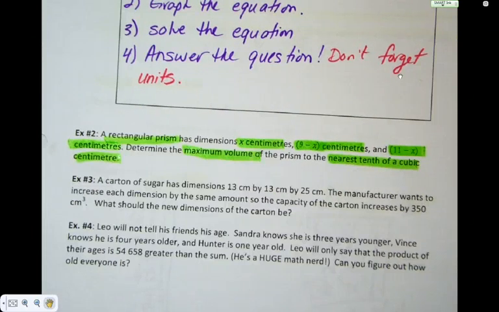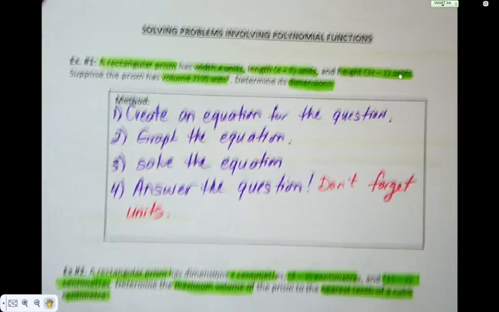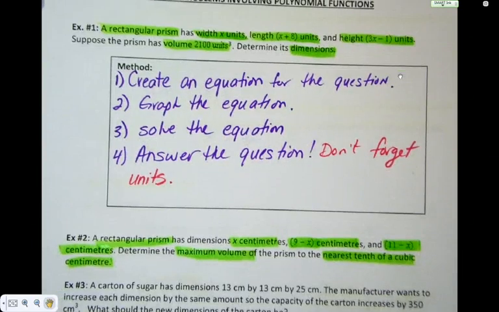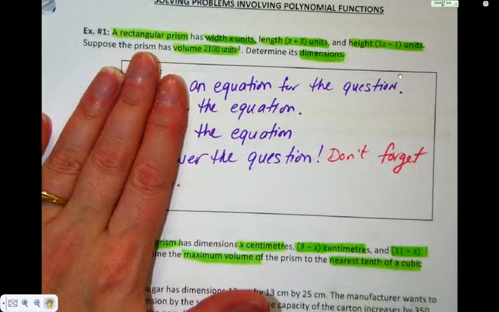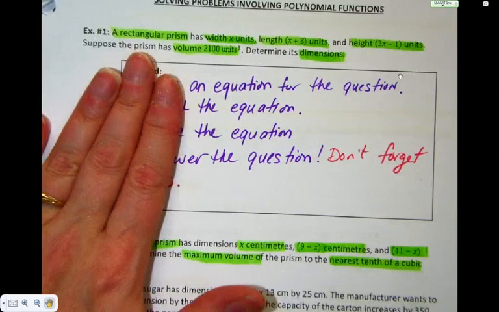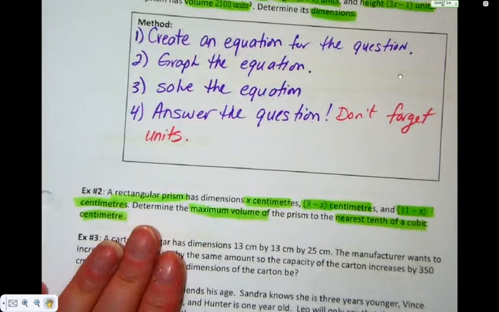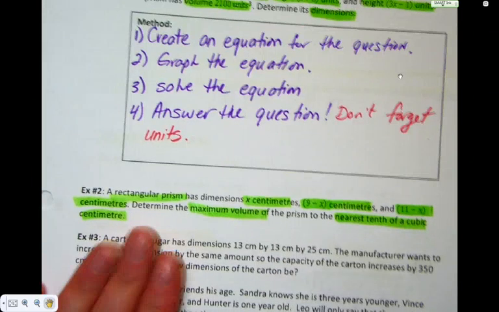Okay, what's the difference between 1 and 2? That's the difference. Here they told us the volume was 2100 and we were finding the dimensions. Here we're not finding the dimensions, we're finding the max volume. So let's look how to do it when they're asking you a max min.